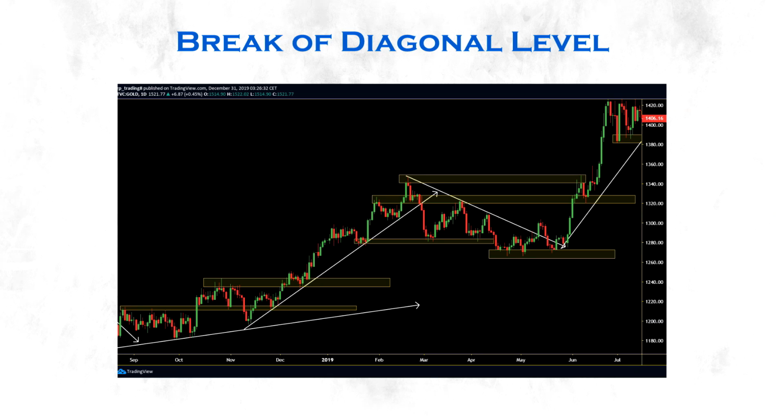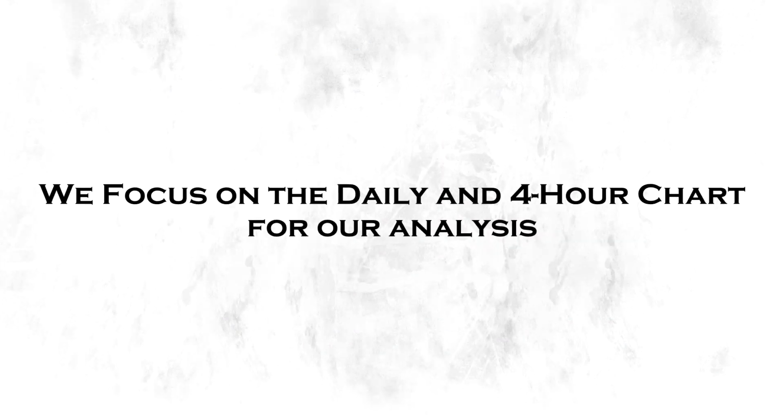And all we do is we draw all the clear horizontal and diagonal levels, as we know that price tends to bounce at these levels, to predict the future movement of the market and get good entries. We focus on the daily and 4-hour chart for our analysis because it is the most accurate time frame based on my experience. On the daily chart, each candle represents 1 day of price movement, and on the 4-hour chart, each candle represents 4 hours of price movement, as you all know.